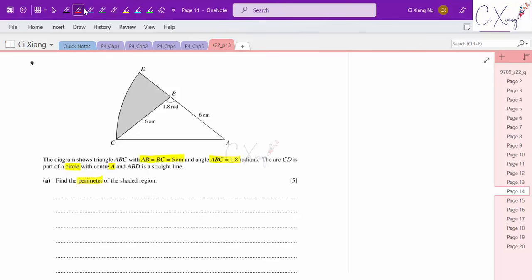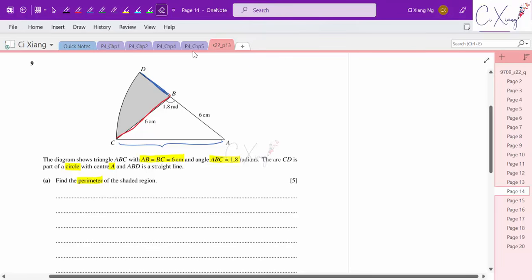So to find the perimeter of the shaded region, I already have the length for this side, which is BC. I need the length for BD. To get the length for BD, I need to find out the length for AD, so that I can take AD minus 6 to get the length for BD. And this AD length should be the same as AC, because the sector is actually part of a circle, right? So now I'll focus on finding the length for AC first.